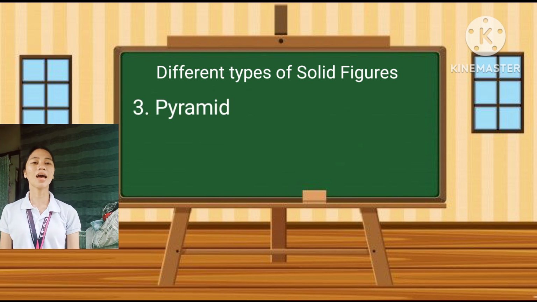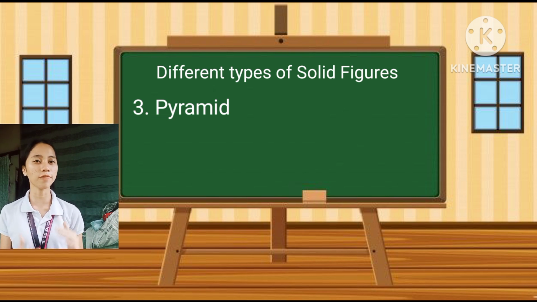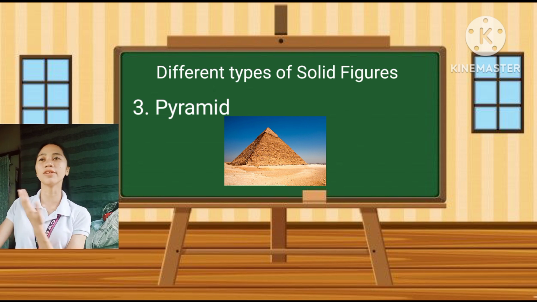The next is the pyramid. A pyramid is a solid figure with a polygonal base and triangular faces that meet at a single point called the apex or the vertex. Pyramids are also named based on the shape of their base, for example, triangular pyramid, square pyramid. You can think of the pyramids in Egypt. Have you already seen them on TV? Here is an example.